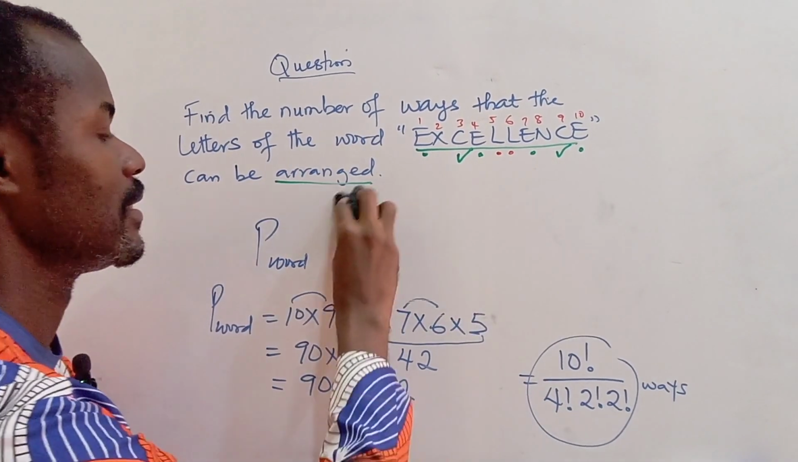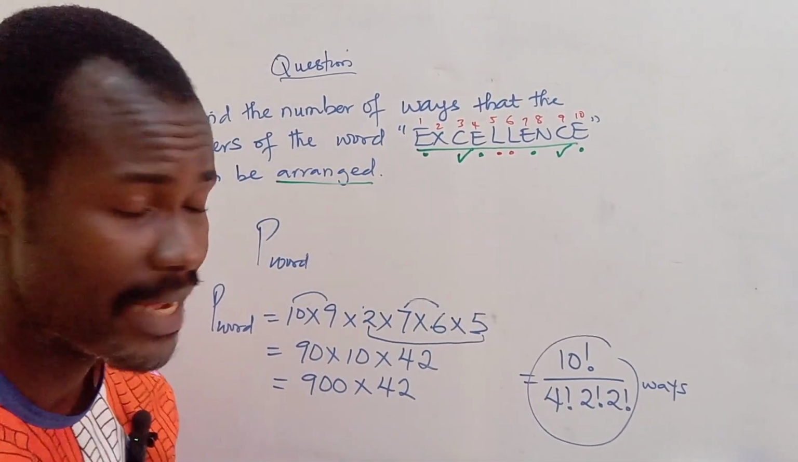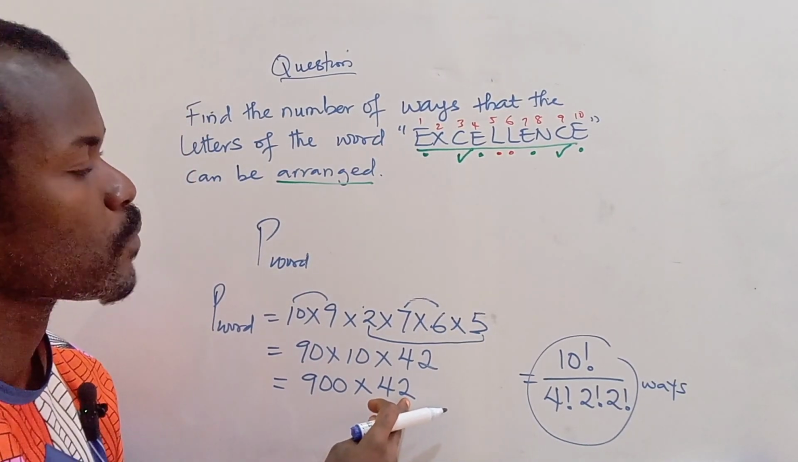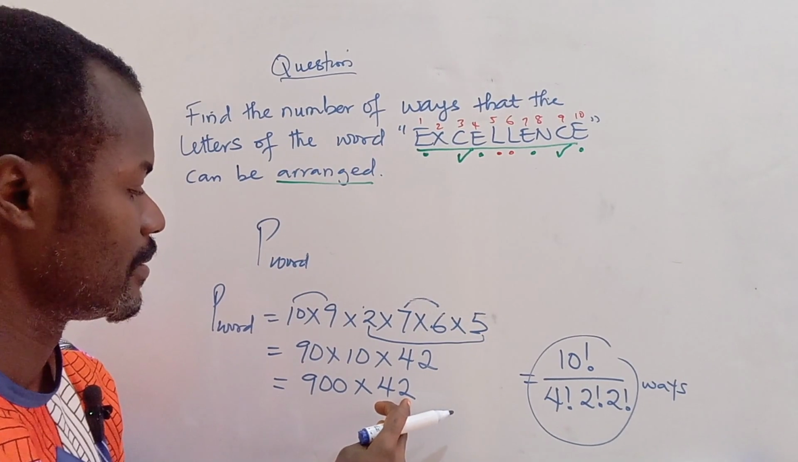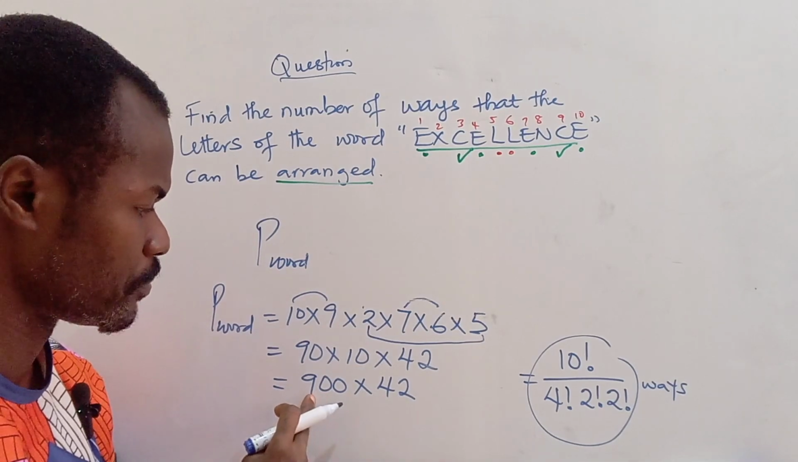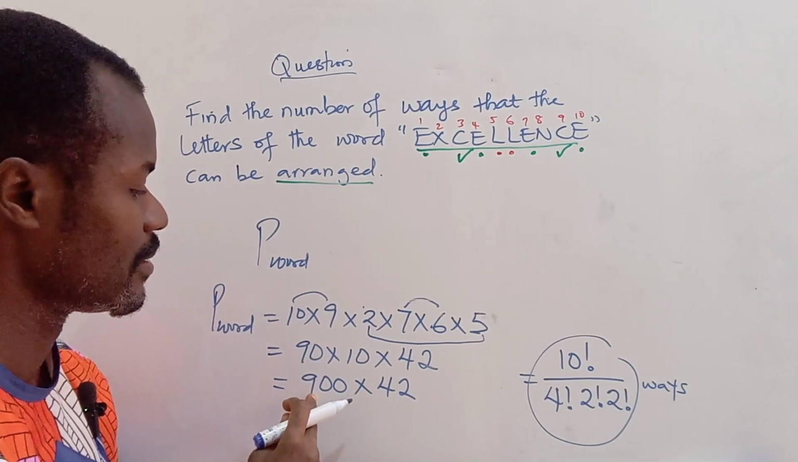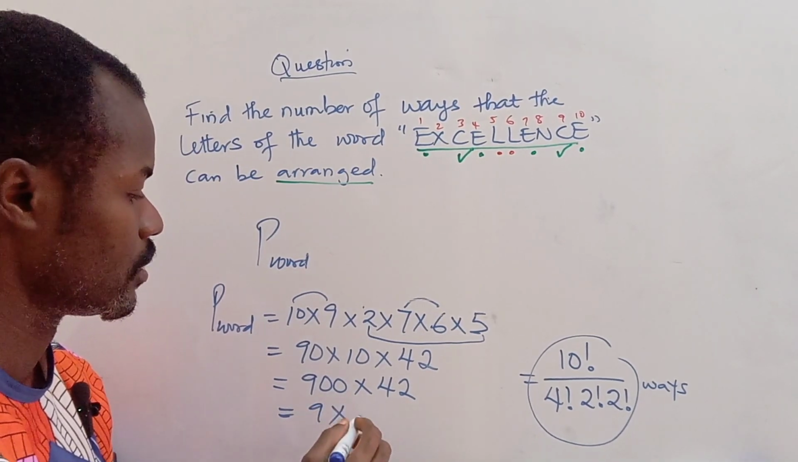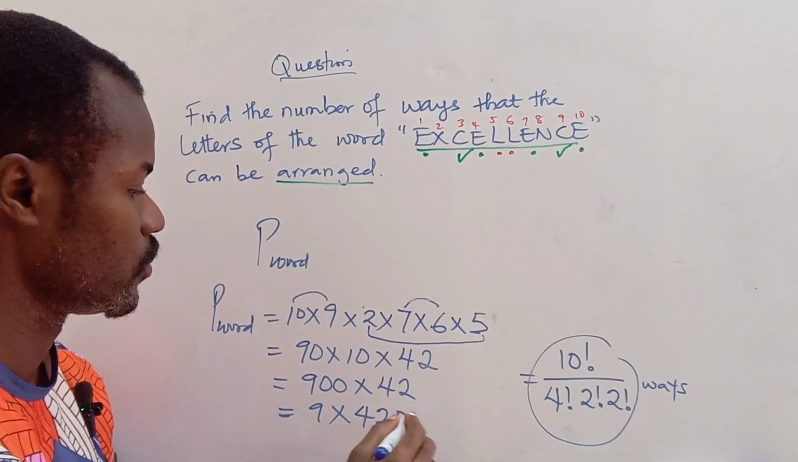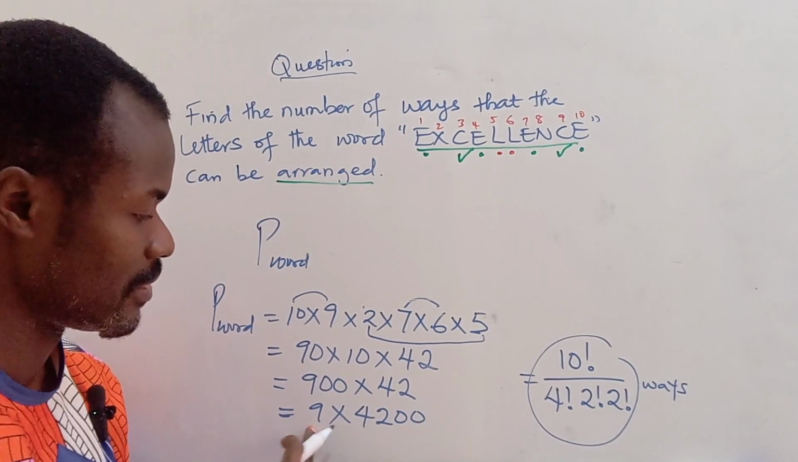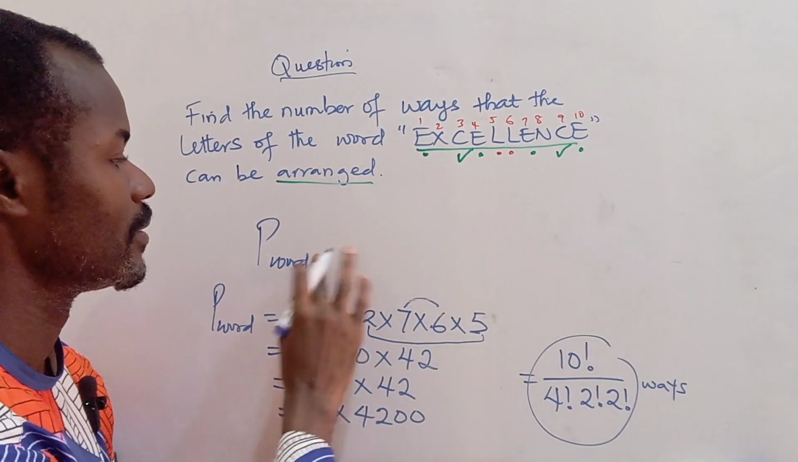So the question is 900 times 42. We can write this as 9 times 4200. We can still write it in this form. So let's see what that gives us.